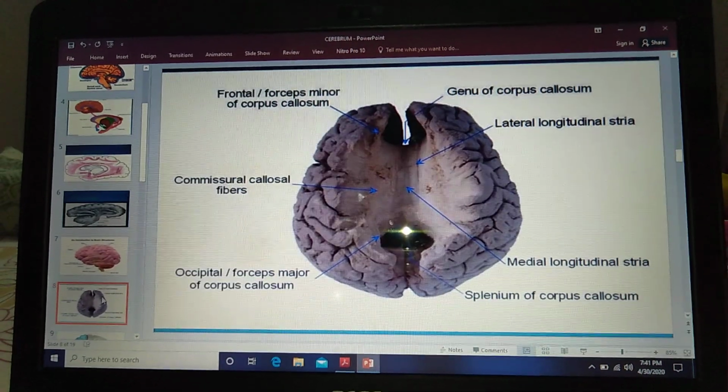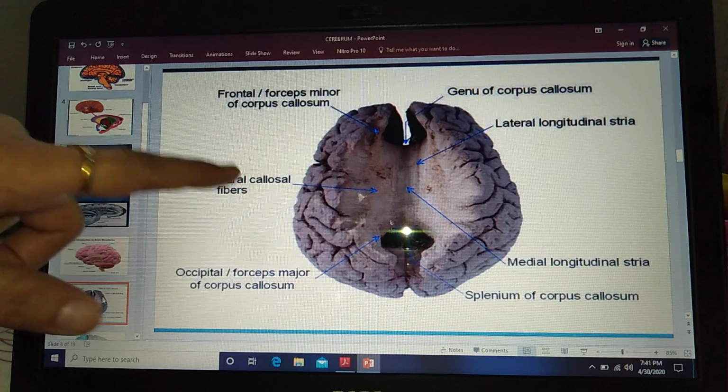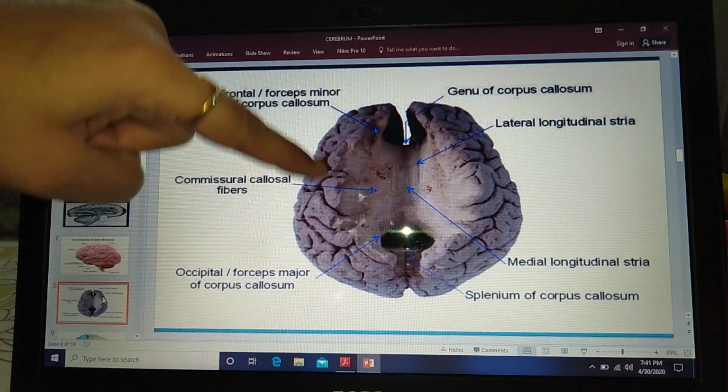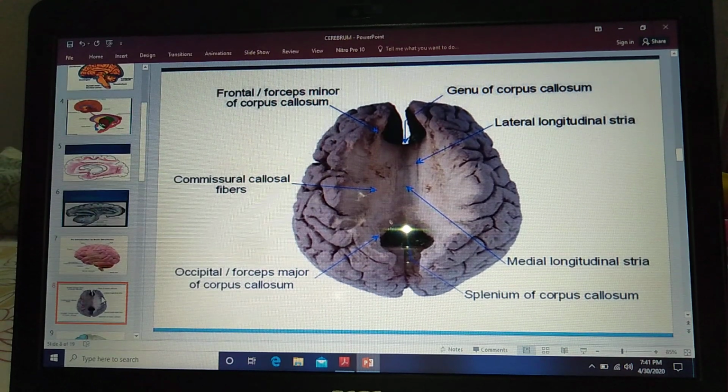Yes, you can see in this diagram, this is how the commissural callosal fibers, it is written here, right? So that is the corpus callosal fibers connecting the two cerebral hemispheres like this, and so it is said that they are incompletely separated from each other. Okay.